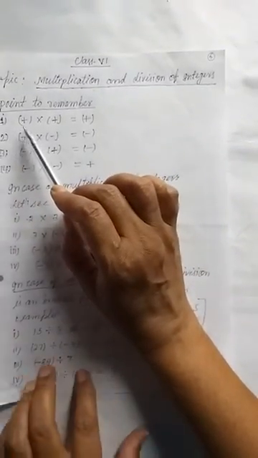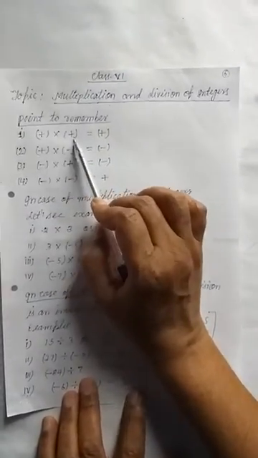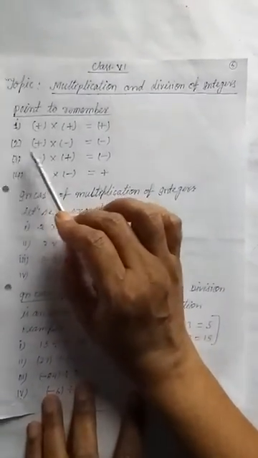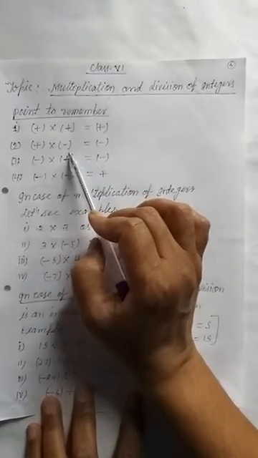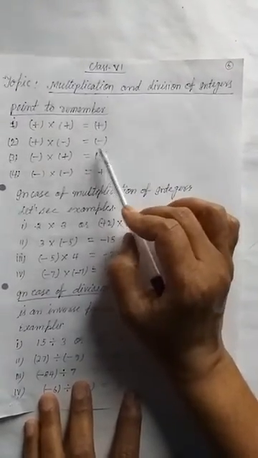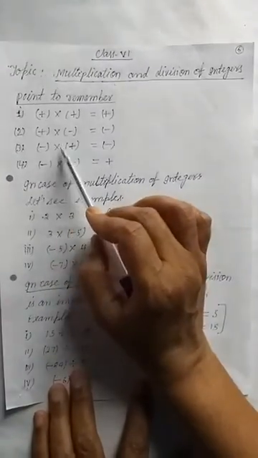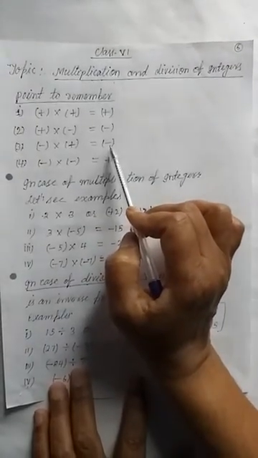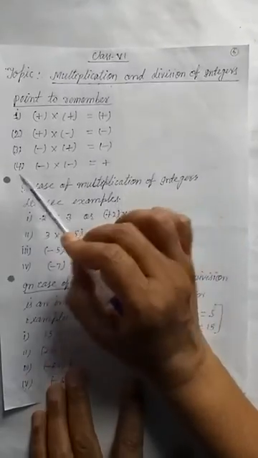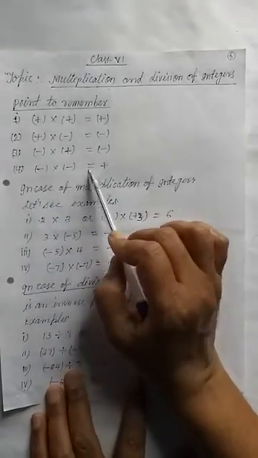The first rule is: if you multiply plus into plus, plus multiplied by plus is equal to plus, okay student. The second property is plus into minus, which is equal to minus. You can write it in brackets, otherwise no need, you can write it without brackets also. The third rule is minus into plus is equal to minus. Here it is the opposite, so the minus sign will come. The last rule is minus into minus is equal to plus.